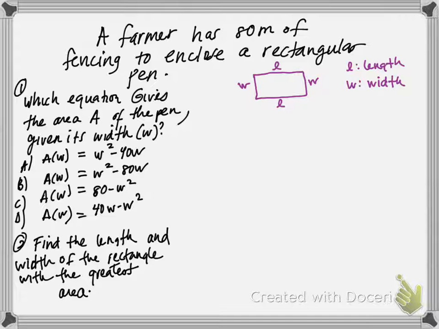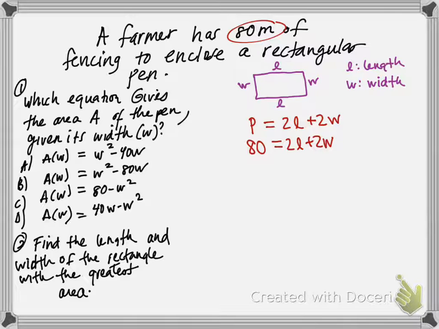First of all, we know that the farmer has 80 meters to enclose the rectangular pen. Enclosing it means the perimeter has to be exactly 80. So perimeter means add all 4 sides, so 2 times the length plus 2 times the width, and we know that it has to be exactly 80. So 80 equals 2 times the length plus 2 times the width.